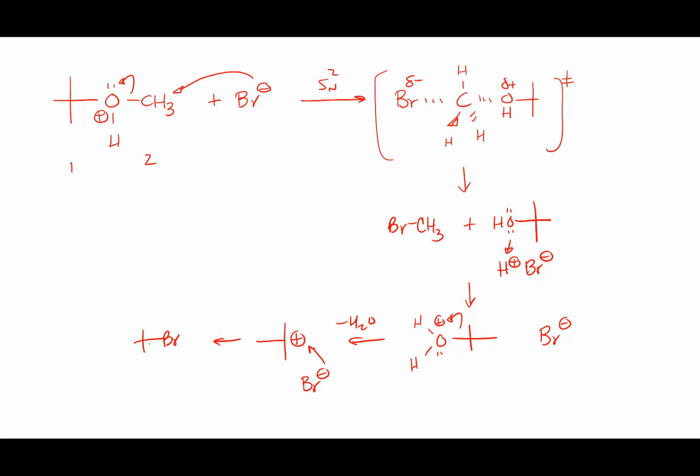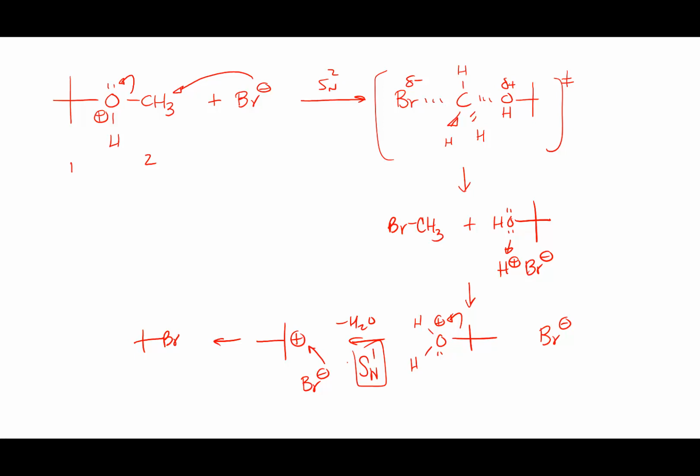So in this case, what I'm doing is I've now reversed the order. I've done SN2 first and SN1. So either one of these mechanisms would be acceptable. Does that make sense to everybody?